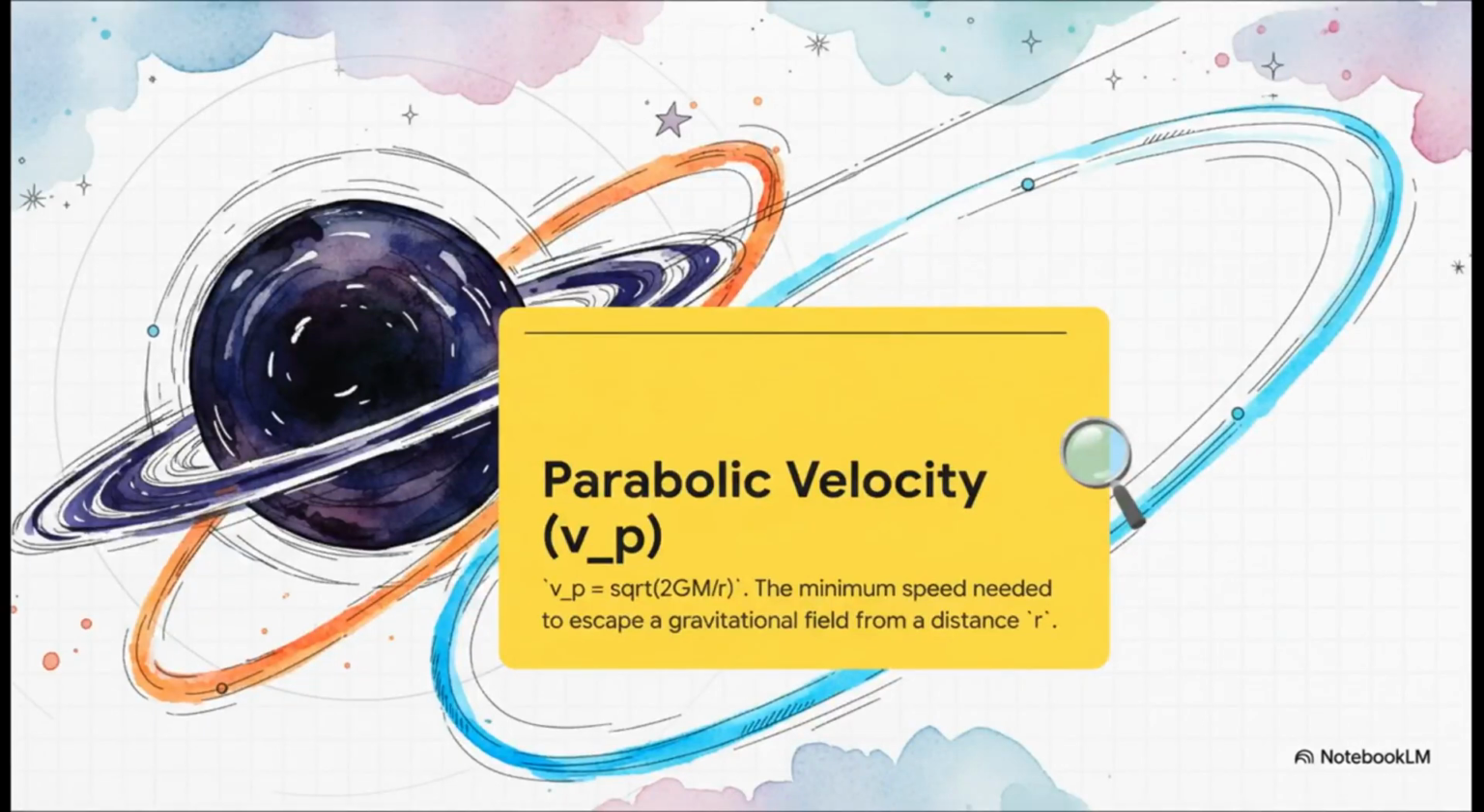That special case, where E naught is exactly zero, defines what we call the parabolic velocity, or more famously, the escape velocity. It is the absolute minimum speed you need at a given distance r to just barely break free from the gravitational field. If you're going any faster, you're on a hyperbola; any slower, and gravity wins, pulling you back into an elliptical orbit.